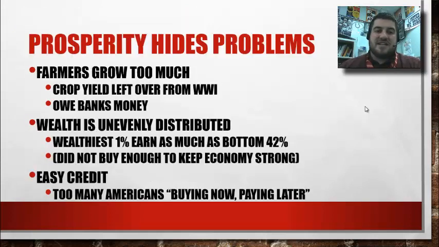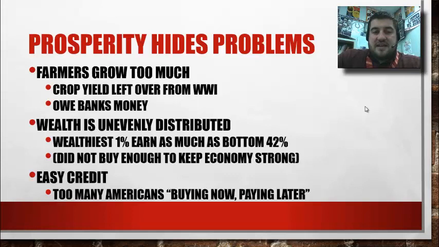Problems in the 1920s. It's the decade after World War I, where farmers keep growing too much food. There is a surplus of crops left over from World War I, and crop prices plummet. Farmers end up owing the banks more money, and the banks then foreclose on their homes and their farms so that they aren't able to pay off their debt, and they declare bankruptcy.